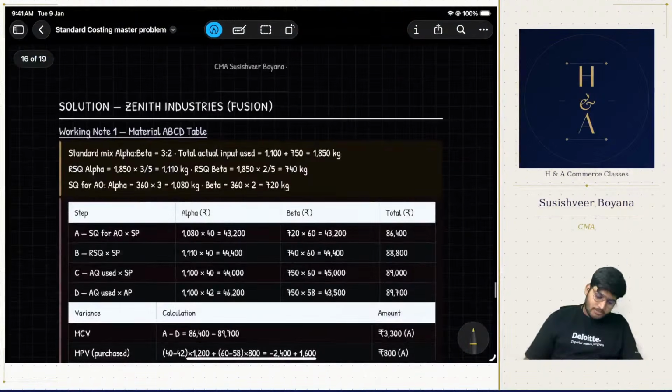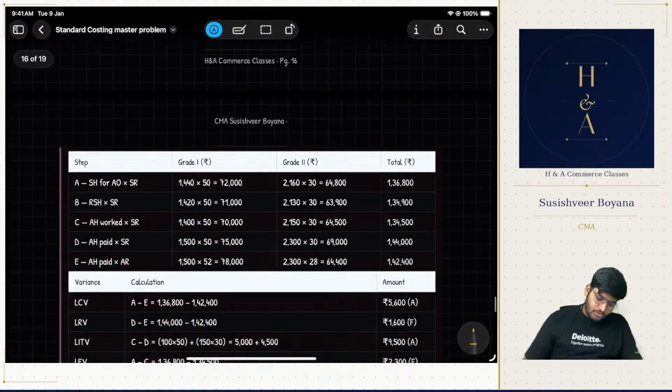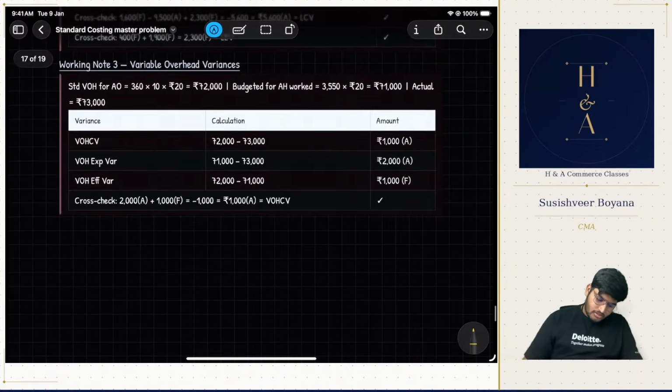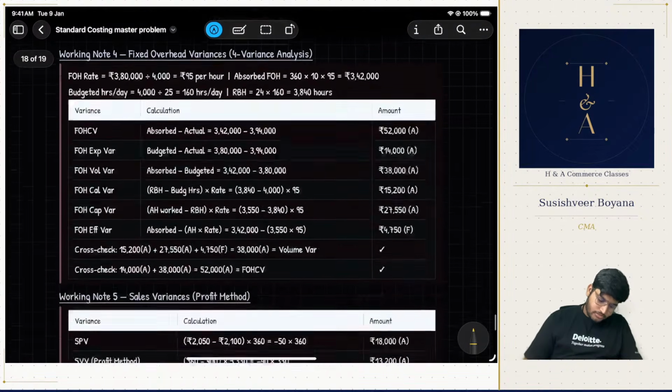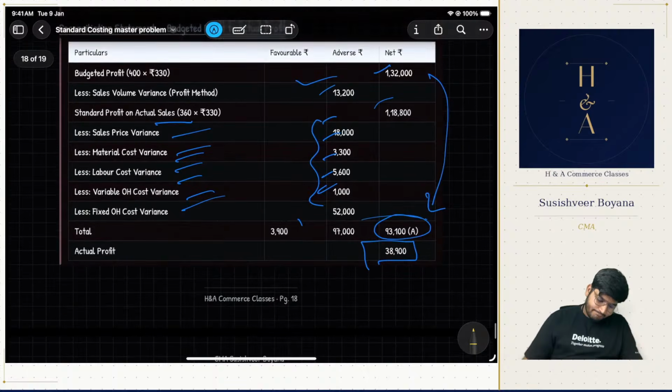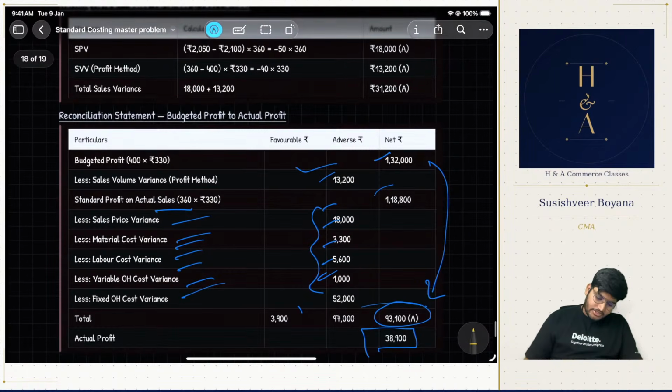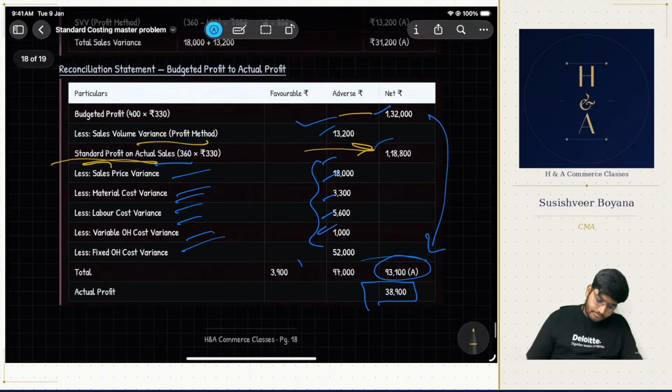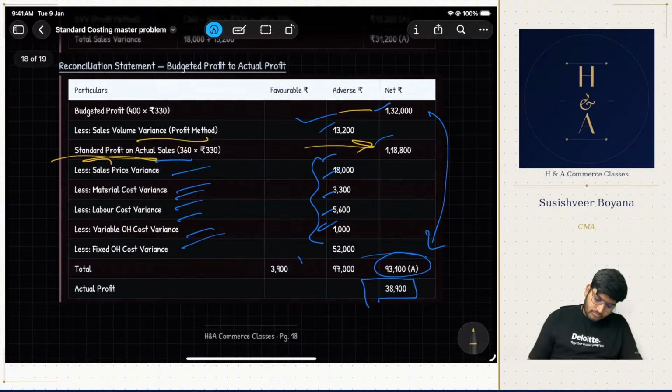So I think with this problem, it should be good to go. Anything else we should look into? So reconciliation statement: sales volume variance you've reduced, then standard profit on actual sales. Okay, then you derive to actual profit, right?